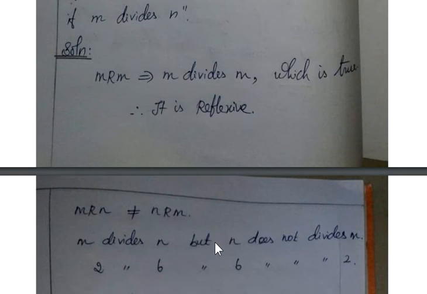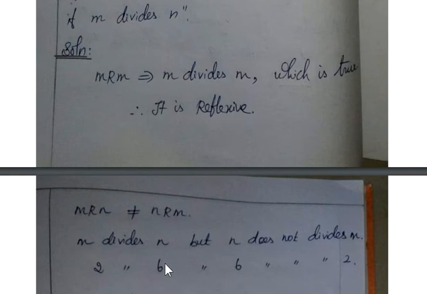Next, symmetricity. Symmetricity means we take two elements. Let us take the number 2 divides 6, which is possible. That means m divides n. Instead of m, I write the number 2. 2 divides 6. Yes, it is possible. But 6 divides 2? That means n does not divide m. 6 does not divide the number 2.